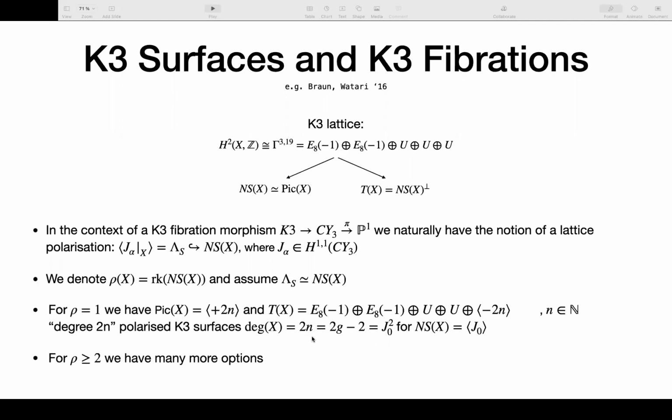Now, of course, if we allow for a rho bigger than 1, or in our current setting, that means for type 2A on Calabi-Yaus with more Kähler moduli, then we have many more options for the K3 lattice. But if we only allow a single generator of the Picard lattice, then we're constrained to this.